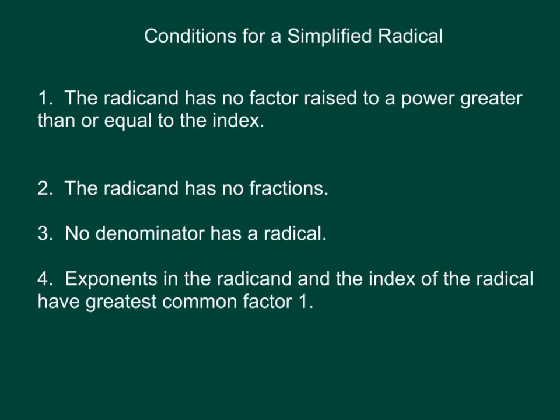Okay, on this slide we're looking at the conditions for a simplified radical. So these 4 conditions will tell you that your radical is already in simplest form. If it doesn't meet all 4 requirements, then you need to take more steps to simplify it further. So the first one, the radicand, which is the number under the radical. The radicand has no factor raised to a power greater than or equal to the index.